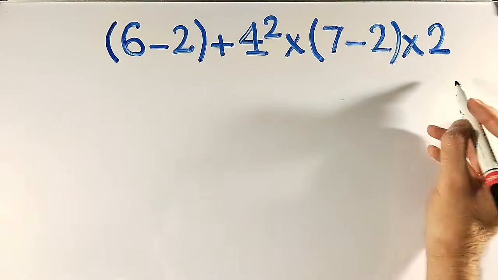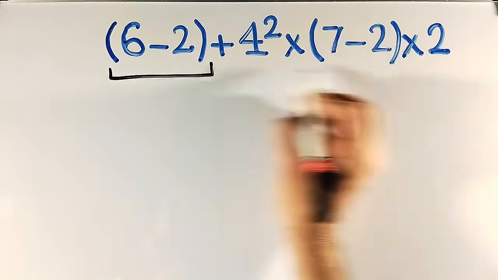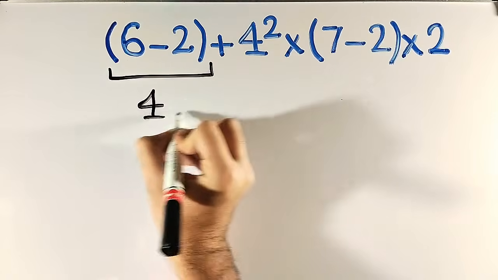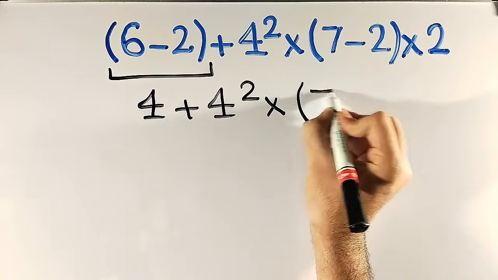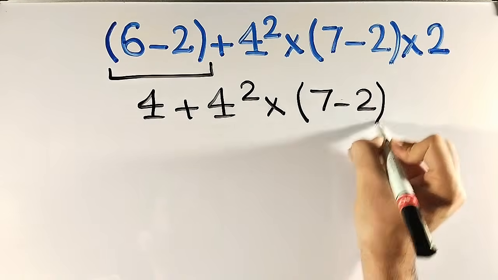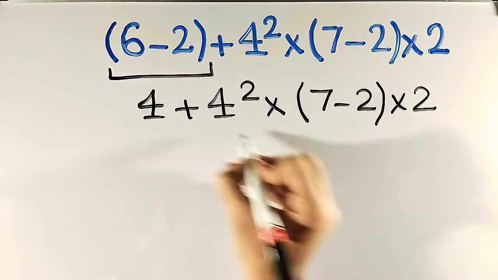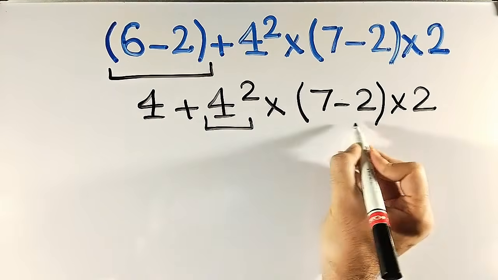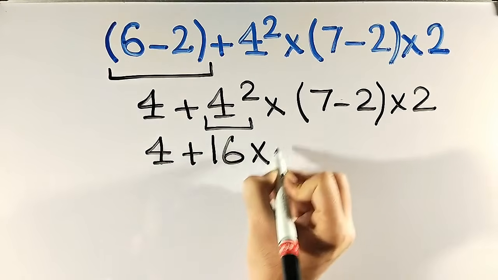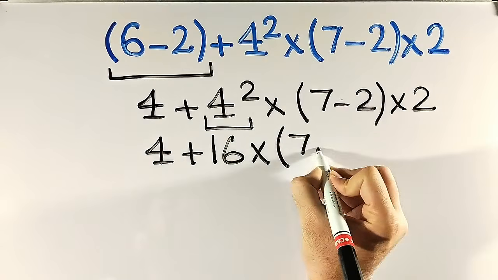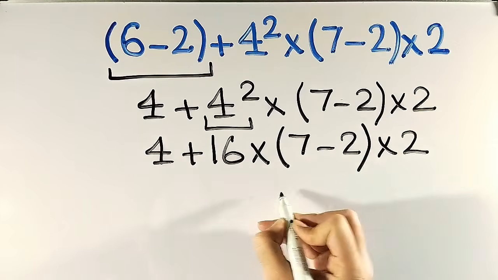Many people, when solving this question, go straight to the expression inside the first parentheses and write this expression as 4 plus 4 squared multiplied by open parentheses 7 minus 2 close parentheses and multiplied by 2. And the next step, they go for the exponent and write this expression as 4 plus 16 multiplied by open parentheses 7 minus 2 close parentheses and multiplied by 2.